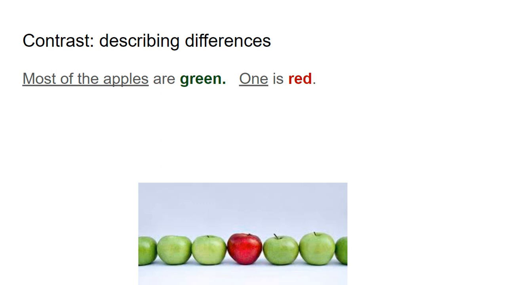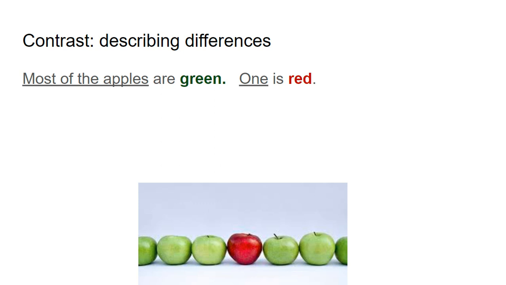For example, I have two sentences here. Most of the apples are green. One is red. So these are complete sentences. These are clauses. A clause is a subject and a verb and a complete idea. So here I have two sentences and they are both clauses. So my subject is most of the apples. My verb is are. Are what? Are green. Green completes the sentence.